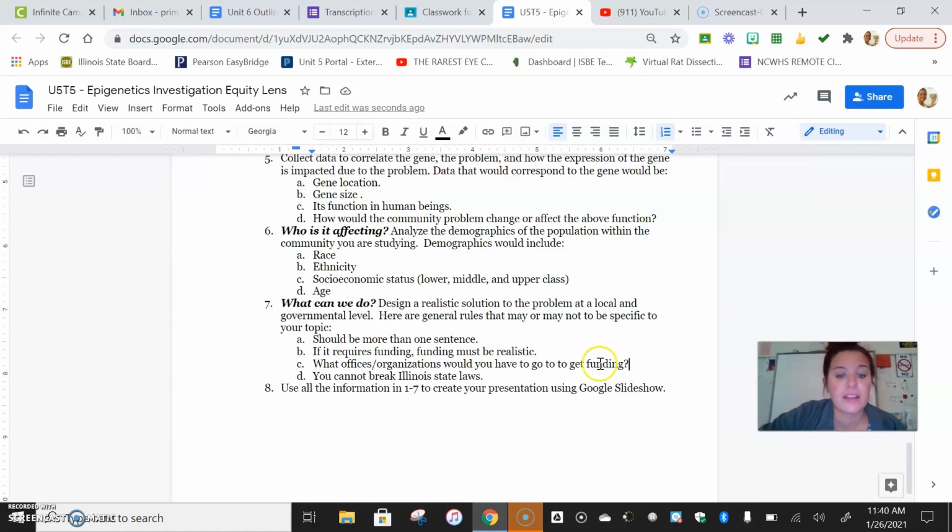And then you cannot break any Illinois state laws. So if we have too many fast food restaurants, you can't say something like, go burn it down. No, that's not what I'm looking for. And you also can't say, well, if there's people smoking, just tase them. No, you can't do that either. That would be assault, and we don't want that. So again, you cannot break Illinois state laws. I figured that would be something to point out here.